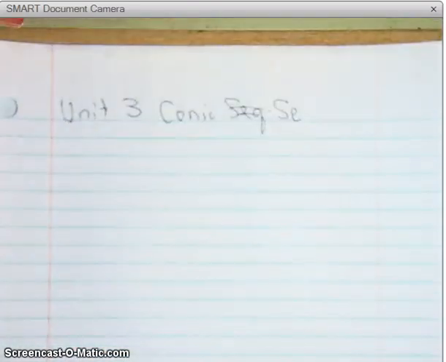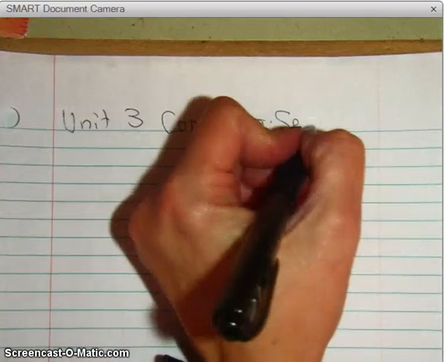Now, conic sequences, no. Is it too high? Oh, sorry. No, don't worry about it. Conic sections.